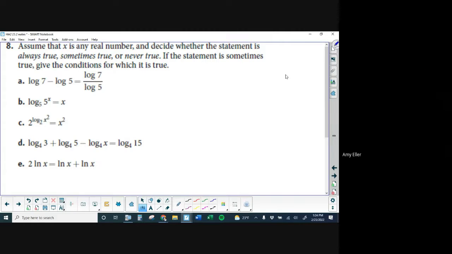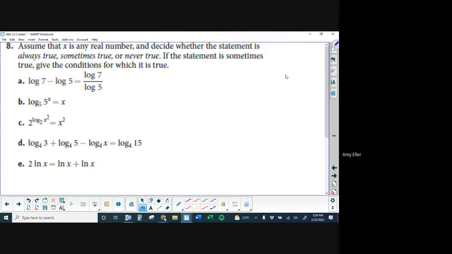Mary, tell me what's wrong with the first one, because I see subtraction, I see division, I don't see any problem. There's a difference between dividing the log answers and doing it right. You have log 7 over log 5, but it shouldn't be that. It should be one log.